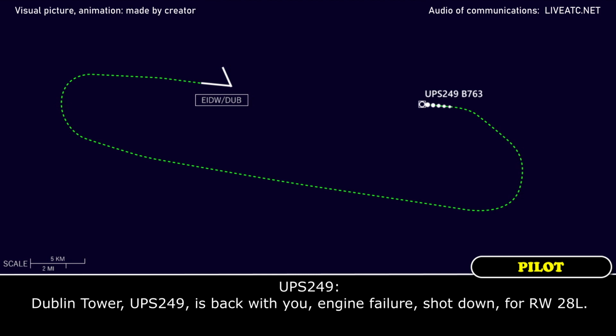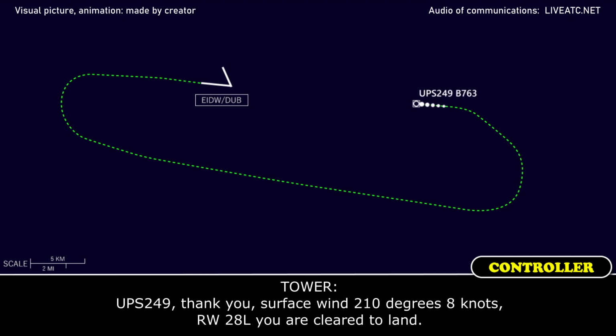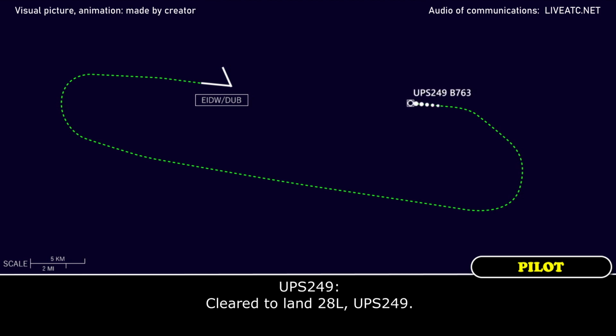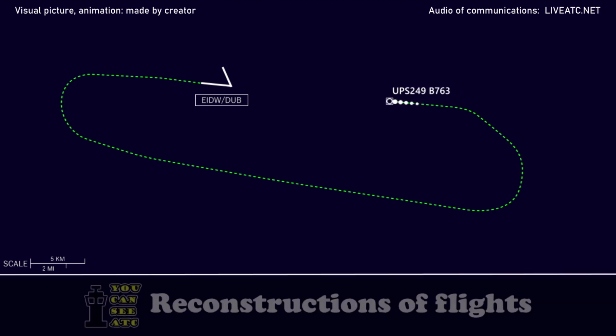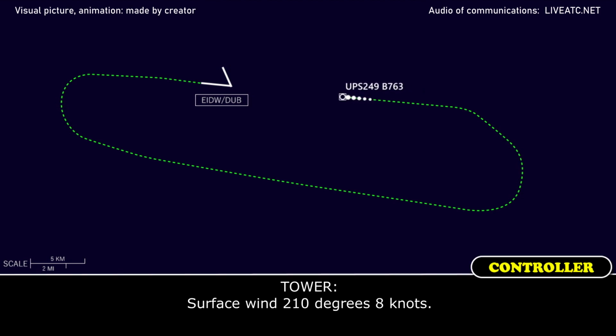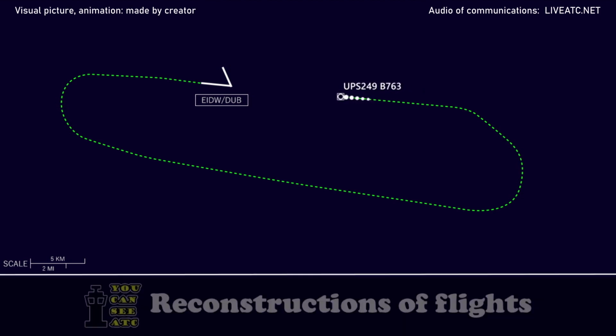Dublin Tower, UPS 249 is back with you. Engine failure, shut down, for runway 28 left. UPS 249, thank you. Surface wind 210 degrees, 8 knots. Runway 28 left, you are clear to land. Clear to land, 28 left, UPS 249. UPS 249, which engine? Right engine, please. Right engine, thank you. The wind 210 degrees, 8 knots.